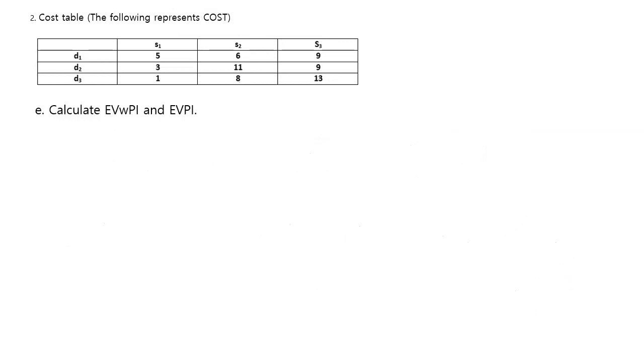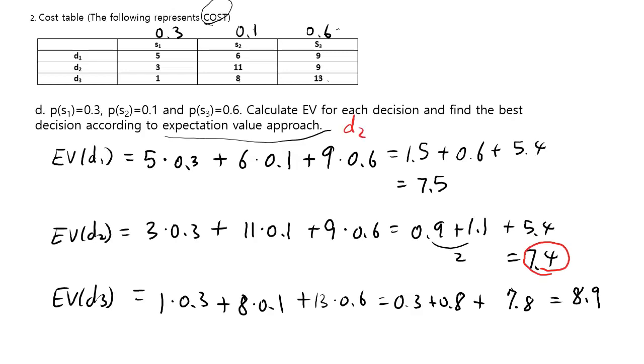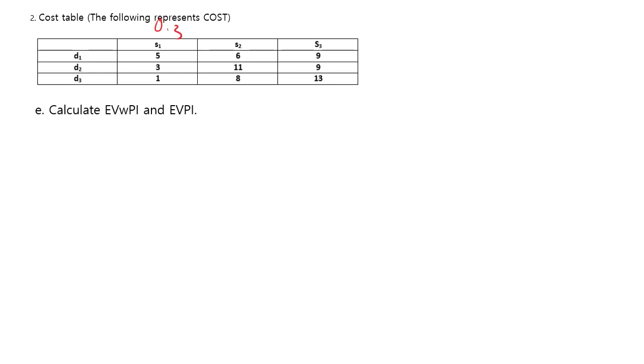Okay, finally, let's calculate the expectation value with perfect information, and then let's calculate expectation value of perfect information like before. We're going to use the same probability as before, 0.3, 0.1, 0.6. Okay, now the expectation value with perfect information is about what would the company do if it gets hold of the information right before it makes the decision.